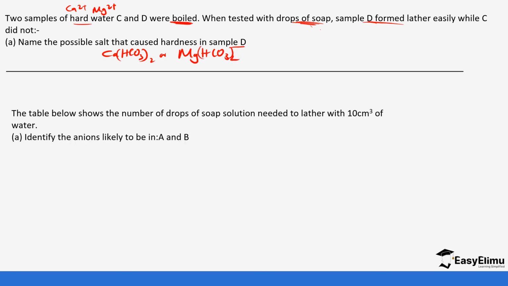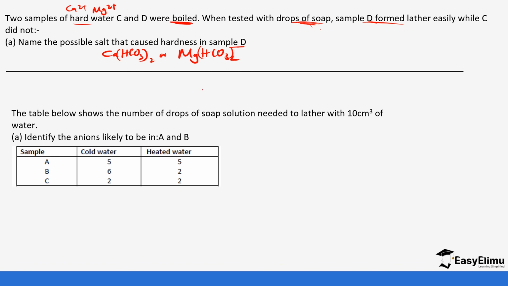And then the table below shows the number of drops of soap solution needed to lather with 10 centimeters cubed of water. So you see sample A only requires 5 drops to lather in cold water and 5 drops to lather when heated. So it doesn't change. For sample B, it required 6 drops to lather, but when heated, when boiled, the number of drops reduces, meaning it now lathers easily. For C, it lathers very easily both in cold water and heated water because it's the same.